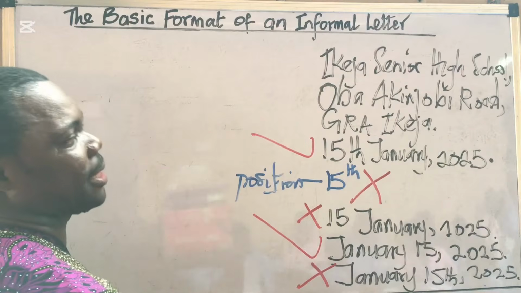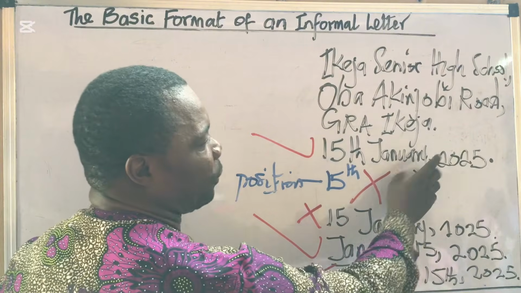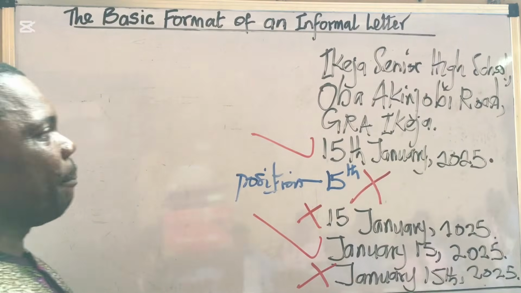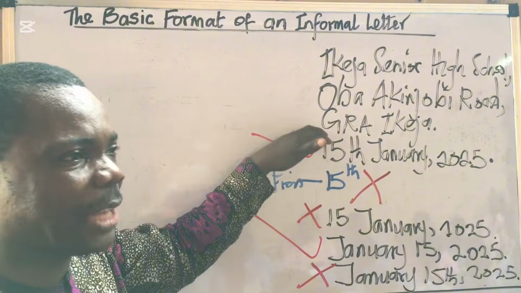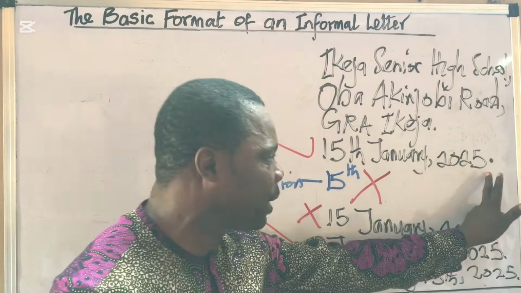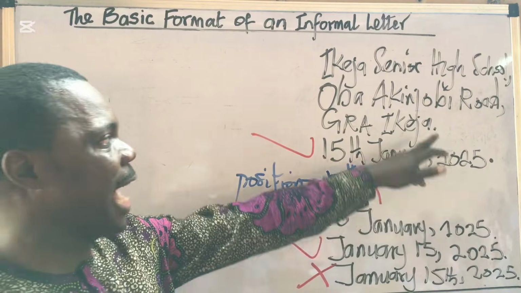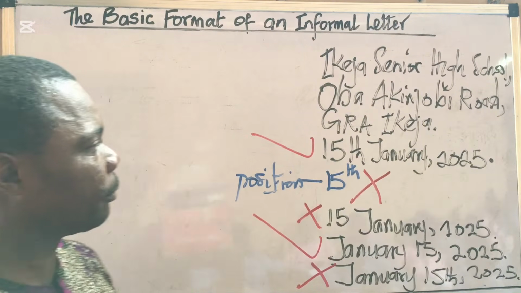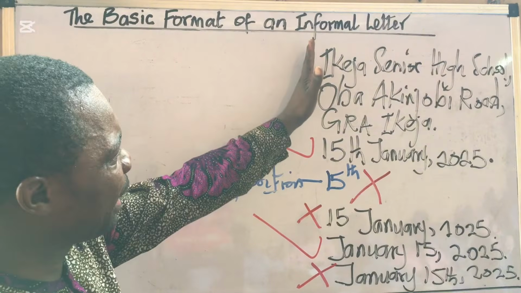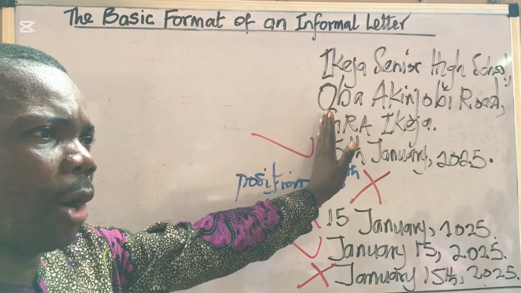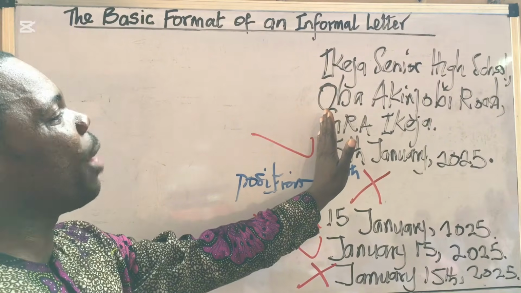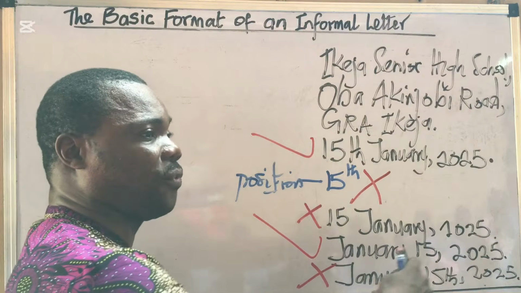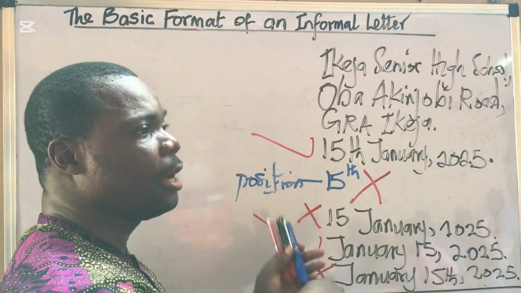In writing your date, after the day and the month, there must be a comma. Then after the year, full stop. What that means is that the date is not part of the address. That is why it must be separated by a full stop. The address must be separated by a full stop, and the date must be separated by a full stop. Now, I said at the beginning that this is called the block format. Another way you can write your date, or rather the address, is the slant format. And I want to quickly show that here before we move forward.